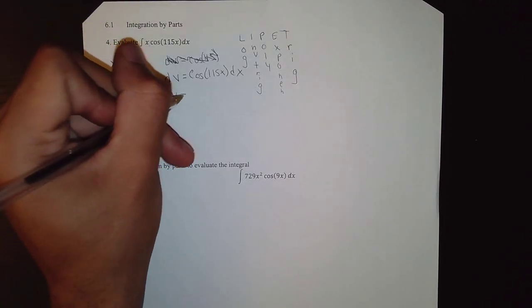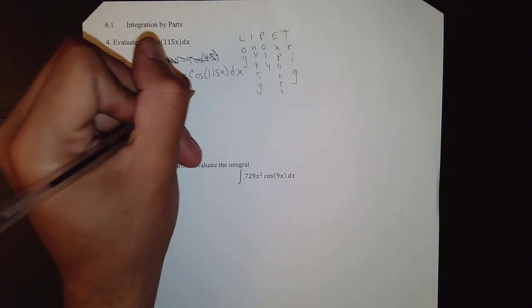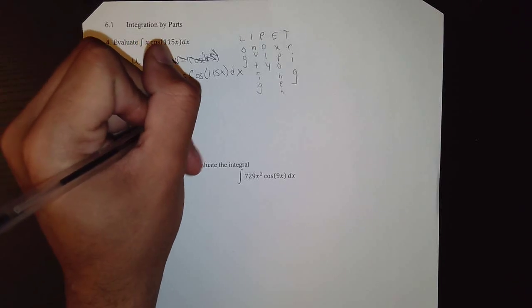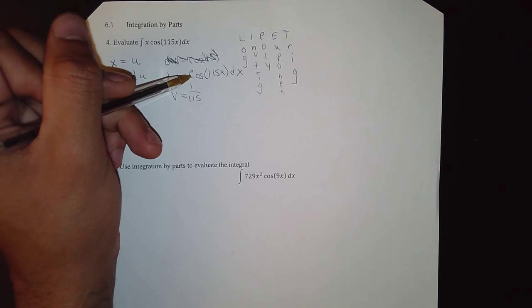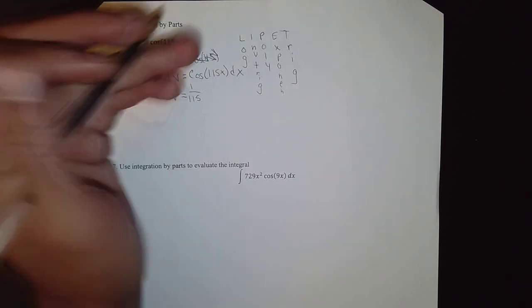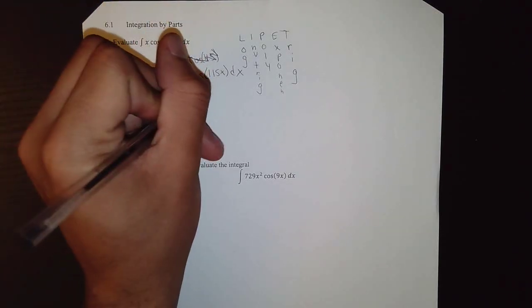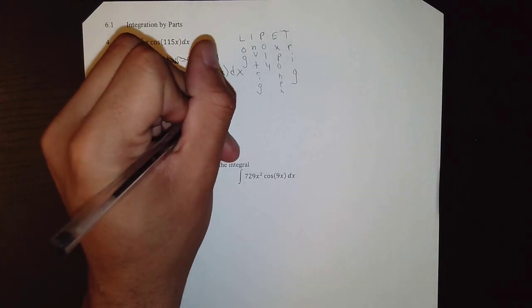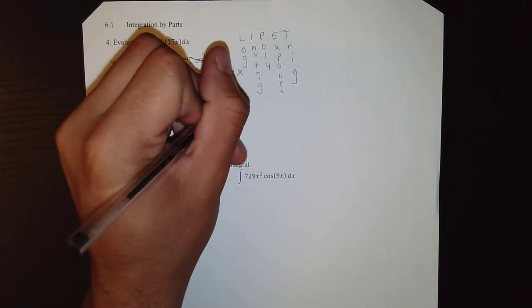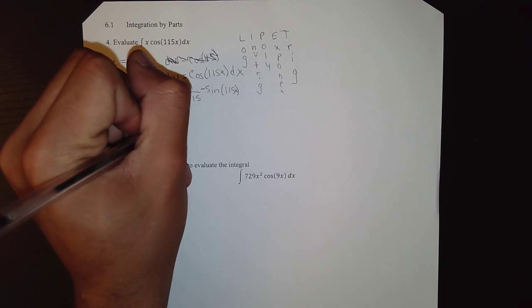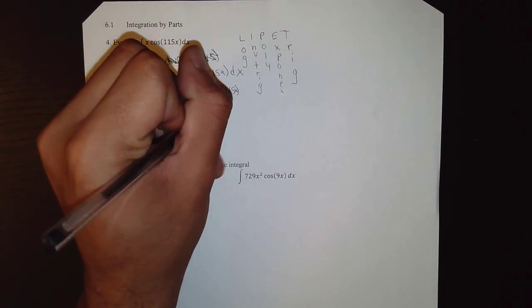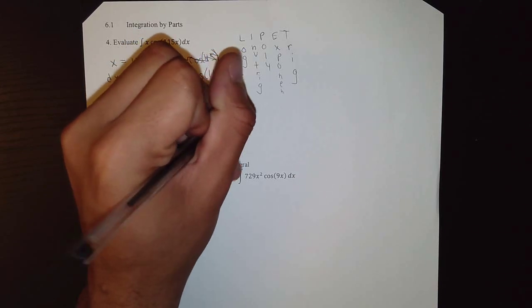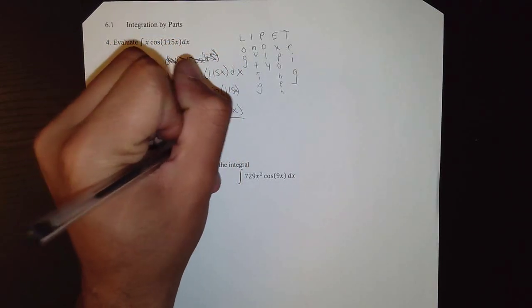So that means v would equal 1 over 115. The antiderivative of cosine is sine, but this would just reduce to sine of 115x divided by 115.